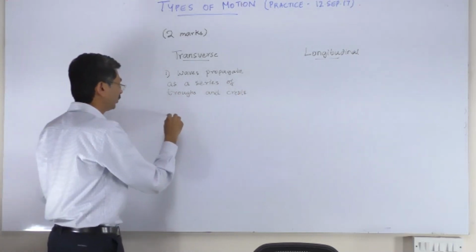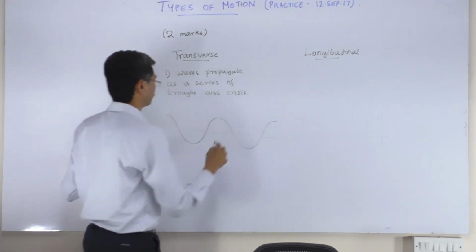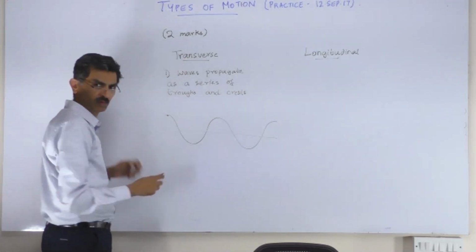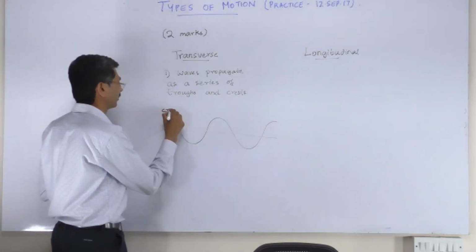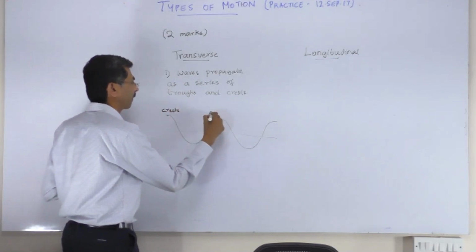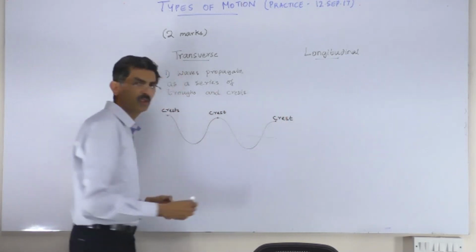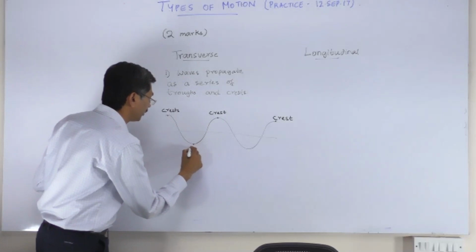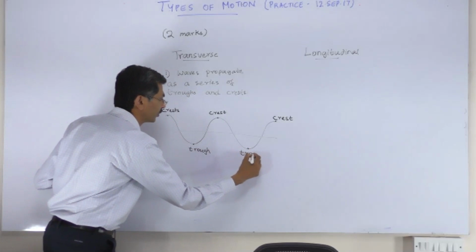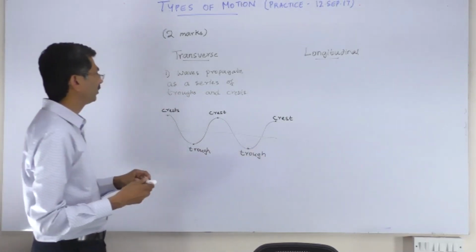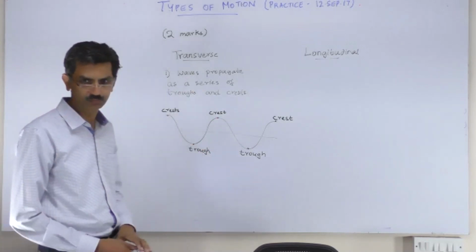A transverse wave would look like this. These are the crests. The points at the top are the crests. This is a trough. This is also a trough. So a transverse wave moves as a series of crests and troughs.